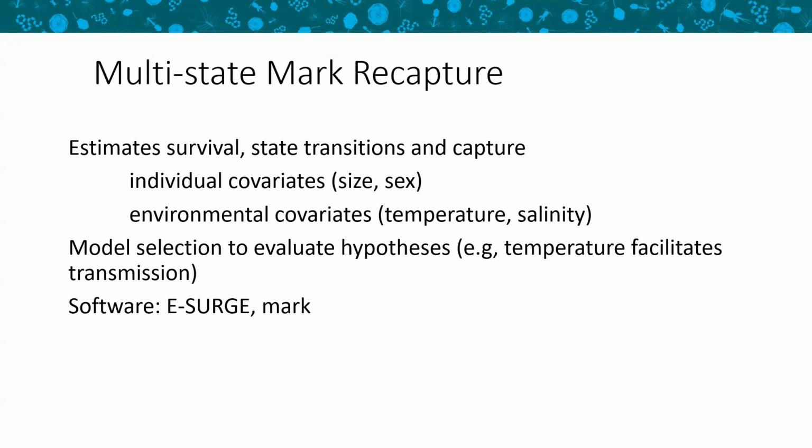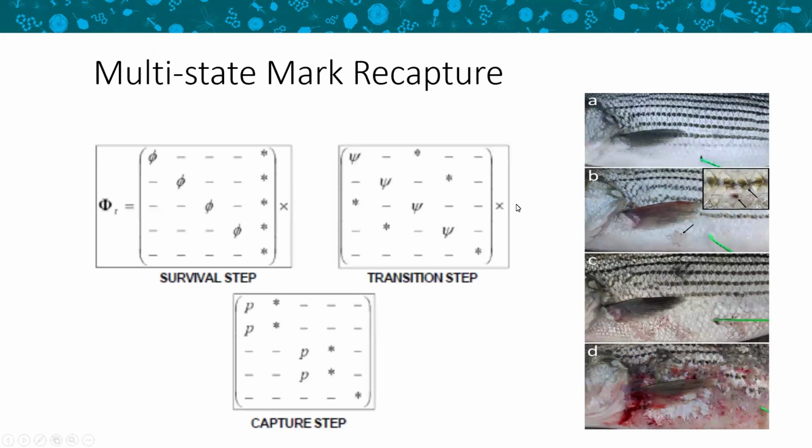So for this analysis, we used eSurge. Here you can see the 4 different stages of disease from A to D, or healthy to severe disease. And we had to specify a matrix that basically shows transitions between one time and the next time step. And that matrix is used, one is for specifying survival, one is for transitions between stages, and one is for capture probabilities. I'm not going to get too much into the modeling, but it's pretty neat.